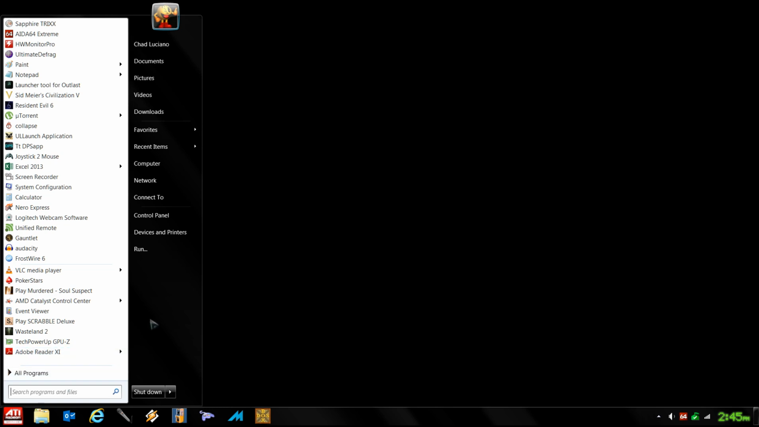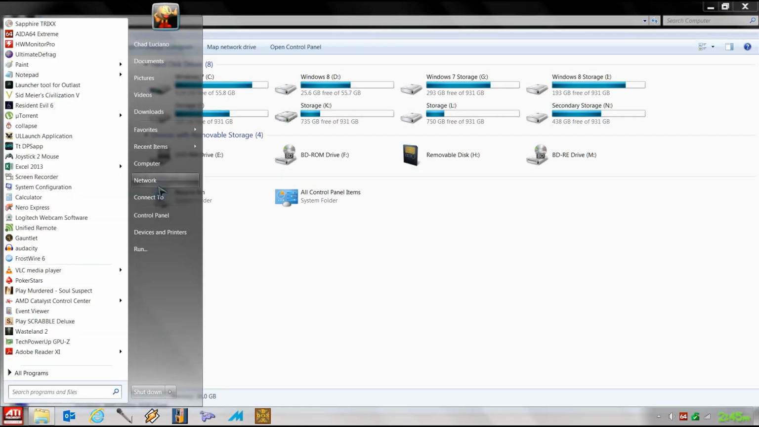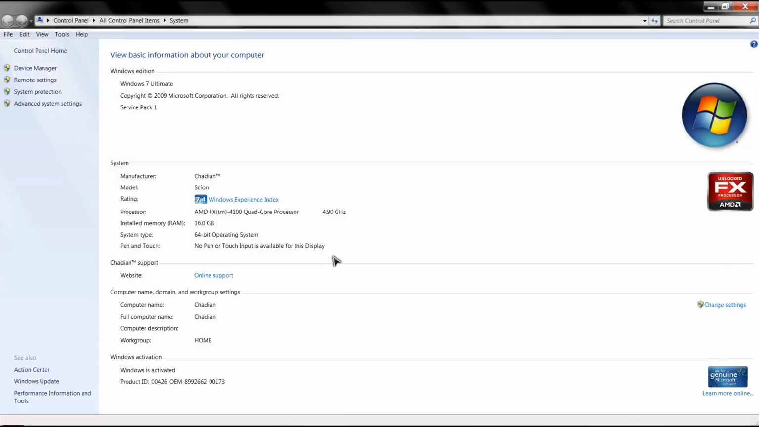Here's a brief video on some temperatures, voltages, timings, that kind of thing. We're using a Sabertooth 990FX R2.0, AMD board, obviously. Actually, here, let me just show you guys this here. Okay, so here's our clock, 4.9 gigahertz. It's an FX-4100, which has a base clock of 3600 megahertz or 3.6 gigahertz.